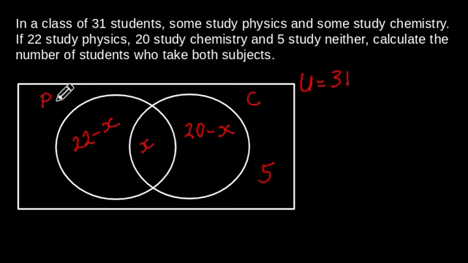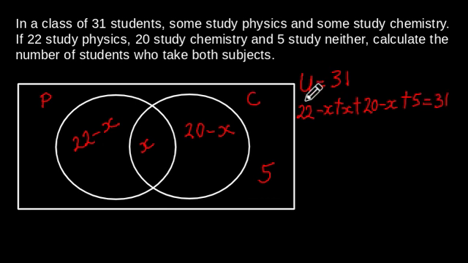Now that we've placed all our values in the right position, we can now try to figure out what X actually is. So if you add up all this together and equate it to the total number of students in that class, we're on our way to figuring out what X is. So let's do that. That'll be 22 minus X plus X plus 20 minus X plus 5. All of this should give us 31.